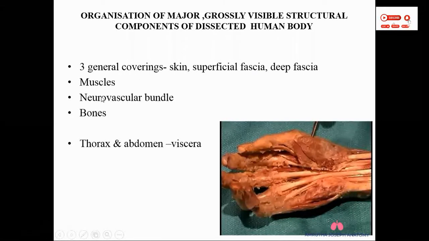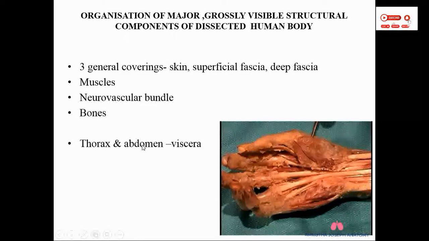And deep to that, you will see the neurovascular bundle, where you will see nerves and vessels. Vessels include arteries and veins. Then you will see the bones. So these are the different layers: skin, superficial fascia, deep fascia, muscle, neurovascular bundle, and the bones.